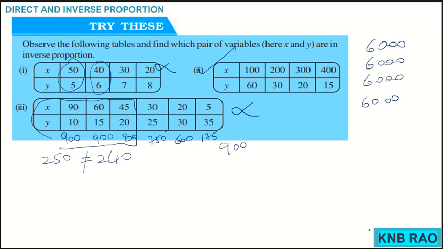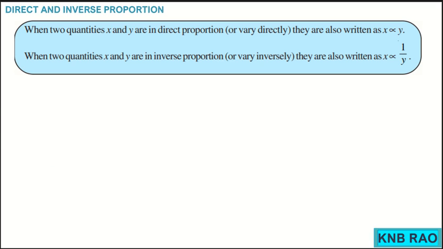Okay, so coming to another important point, when two quantities x and y are directly varying, then we write them this way with this symbol. This is called the proportion symbol. We read this as proportional to. So x is proportional to y.